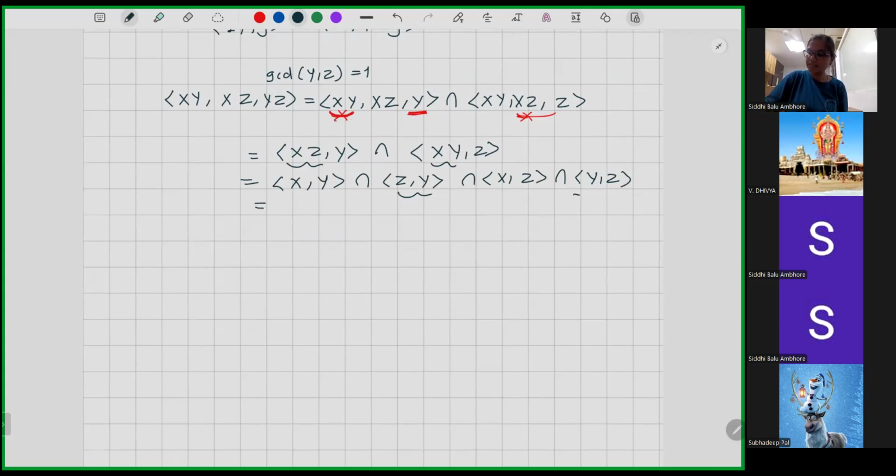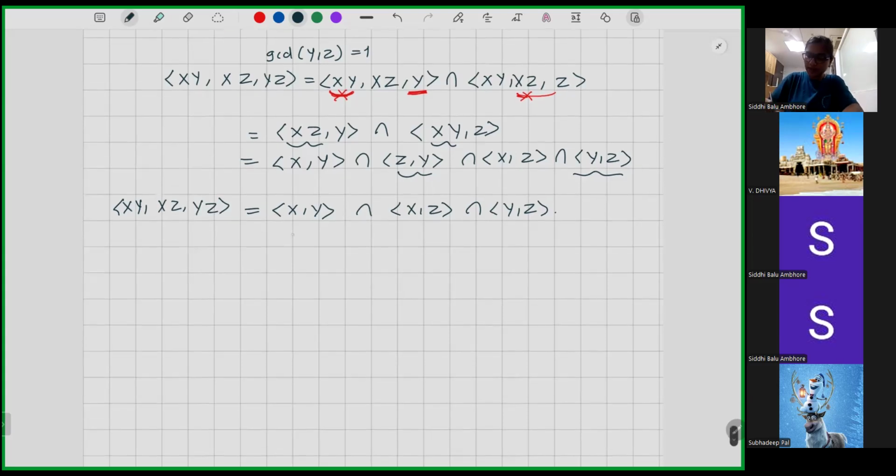Okay, so of these, one of them can be omitted, and I get this intersection (x,z) ∩ (y,z). Is this clear? So these are definitely prime ideals. We know that these ideals generated by variables, (x,y), (x,z), are prime. Okay, so these are prime ideals.